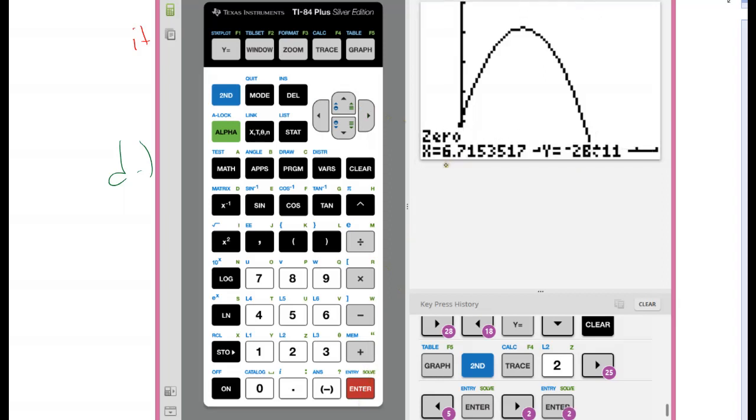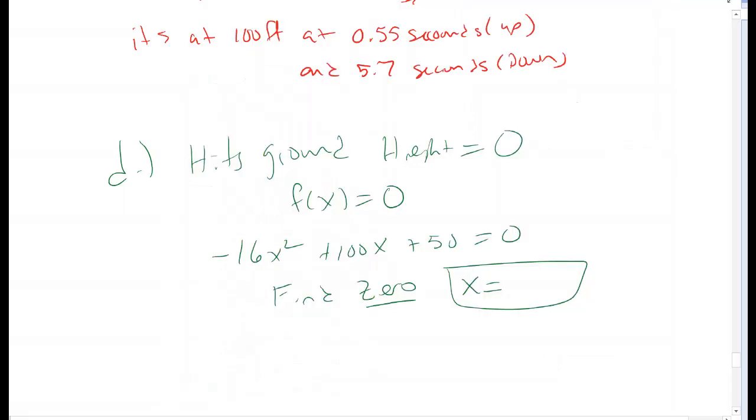Alright, so it looks like it hits 0 at 6.715 seconds. So my 0 is at 6.715 seconds. Right, that's when it hits. That's the 0. So it's in flight for almost 7 seconds, just under 7 seconds. 6.715 seconds is when it comes back down and hits the ground.